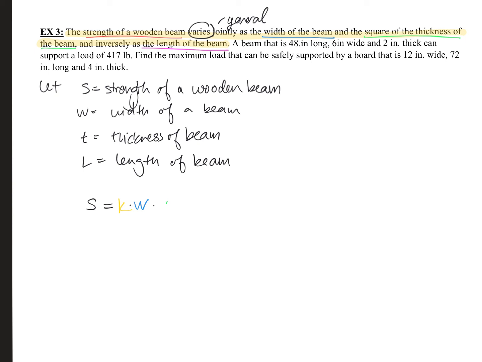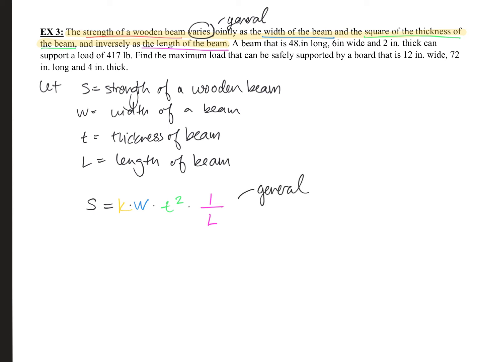Would that be 2 times t, or would that be t squared? It's going to be t squared because we're talking about the square. And then inversely, okay, this is where we take the reciprocal. Inversely as the length of the beam. And there we go. This is our general equation.